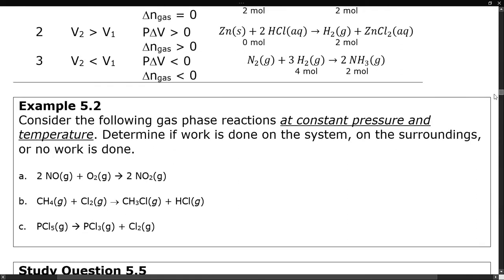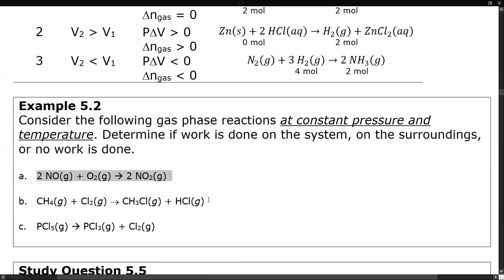Now, if we consider the following gas phase reactions at constant temperature and pressure, use that information to determine if work's done on the system, on the surroundings, or if no work is done. So if we look at this first reaction, we see we got 2 moles of NO, 1 mole of oxygen. That's 3 moles on the reactant side, only 2 moles on the product side. That is a reduction of the volume. So V2 is less than V1. So that means work is done on the system.